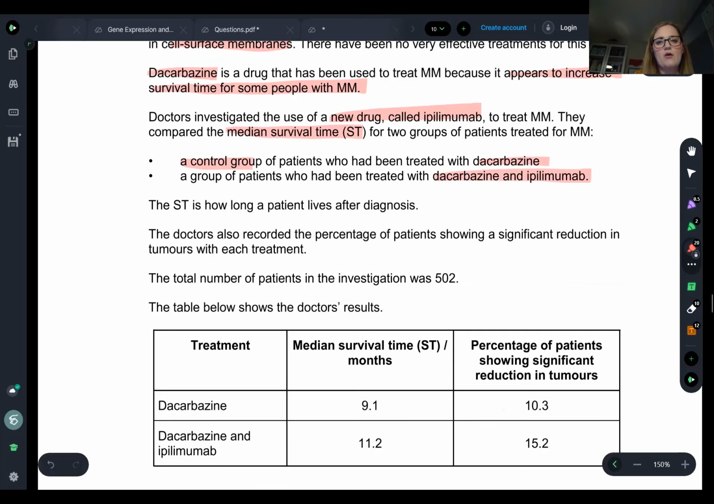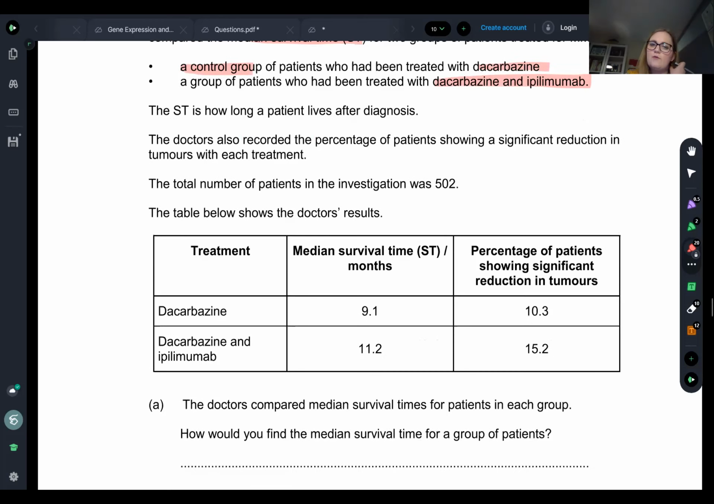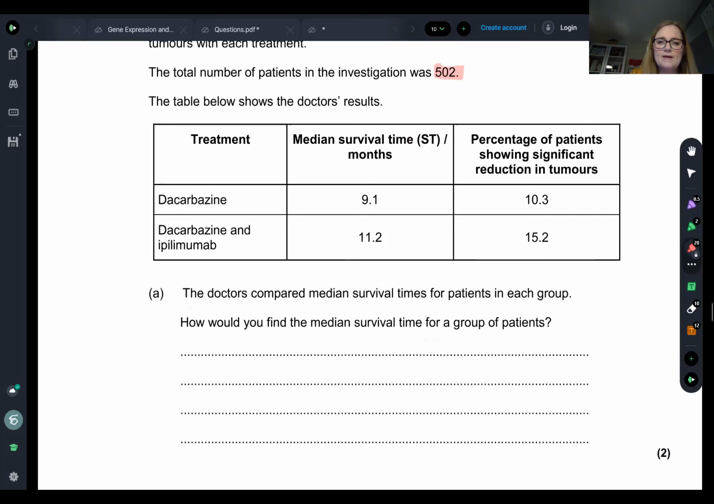The survival time is how long a patient lives after diagnosis, and the doctors also recorded a percentage of patients showing a significant reduction in tumours with each treatment. The total number of patients in the investigation was 502, and the table below shows the doctor's results. So the doctors compared median survival times for patients in each group. Oh, a bit of maths.